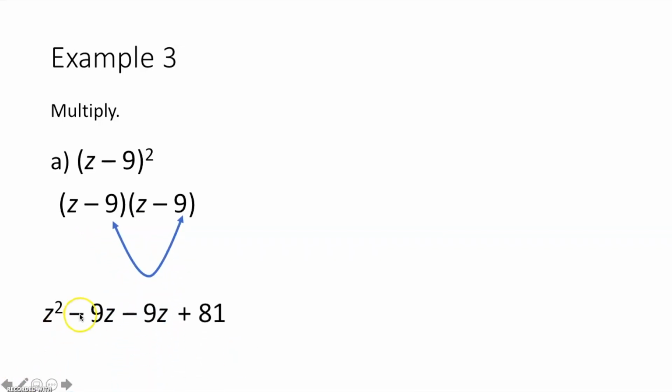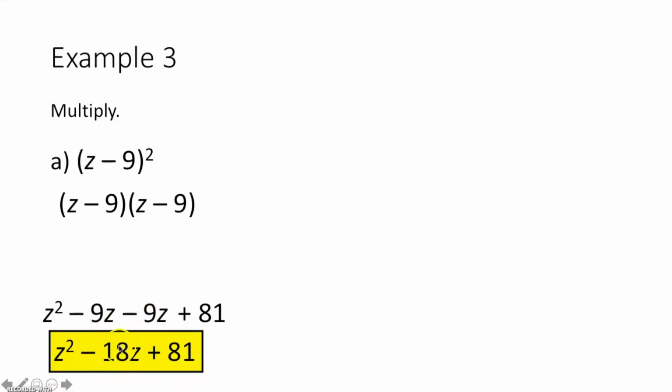Then you combine like terms. What's negative 9z minus 9z? Those don't cancel each other out. Negative 9z minus 9z makes it more negative, so it'd be negative 18z. And that's exactly what we got with our shortcut. Again, do it either way.